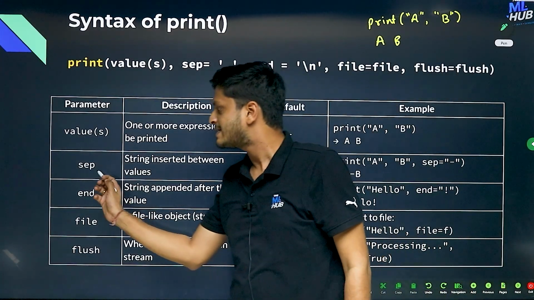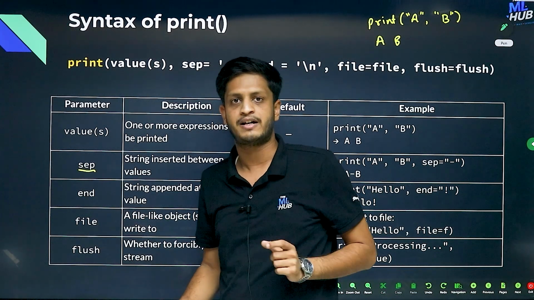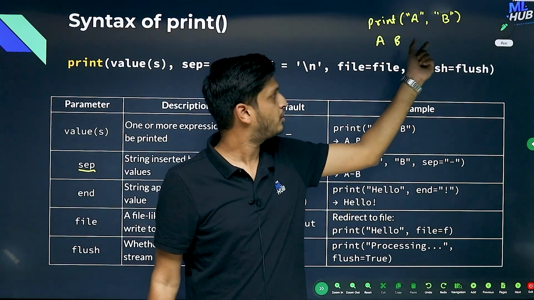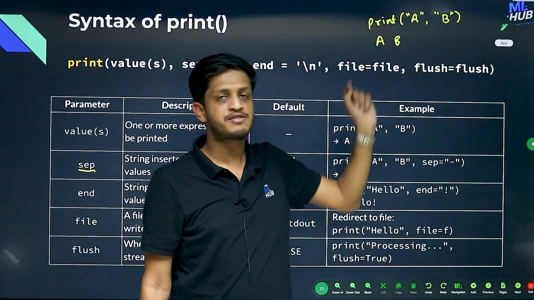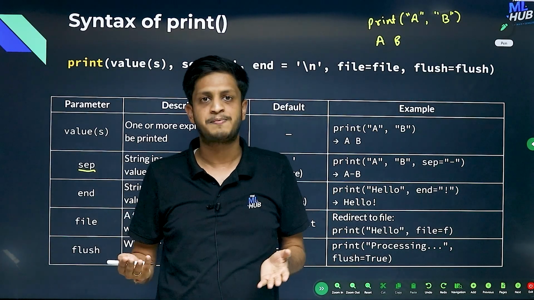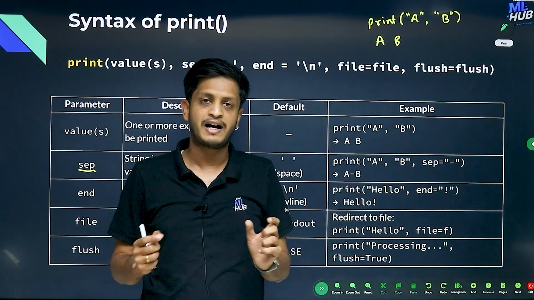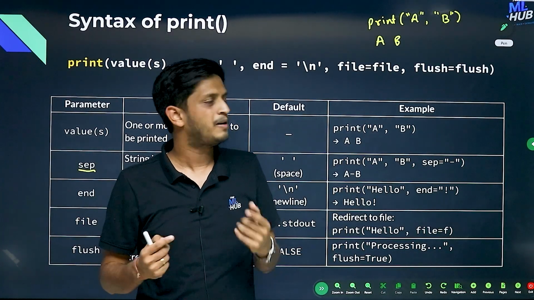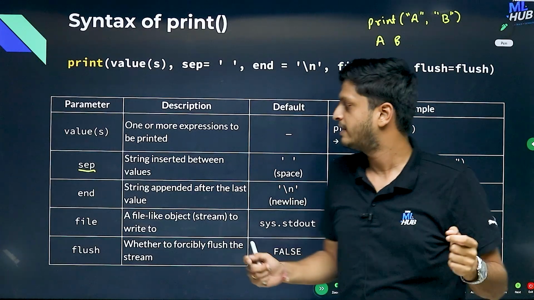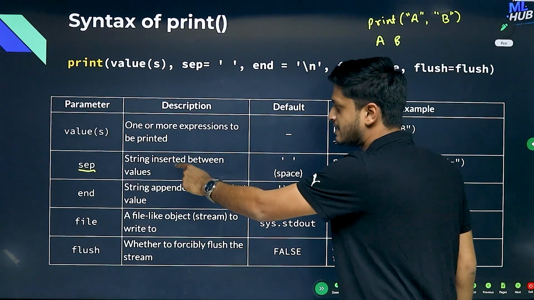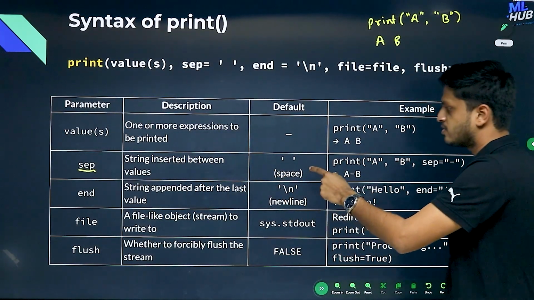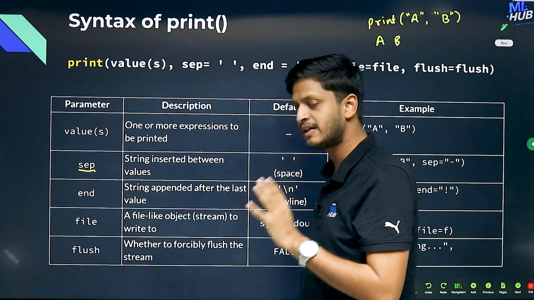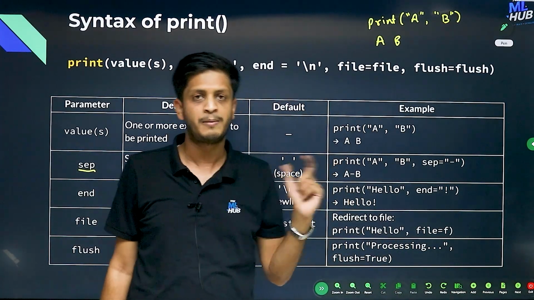Now what is this sep? Sep means separator. So I told you, by default, if you are printing A and B both, a space will be added. But let's say you don't want the space, you want something else. So by default, space is the separator. But if you want something else as the separator, you can mention it using the sep argument like this. So this is the string inserted between the values. By default, it will be space. If you don't write the separator, space will be added between these two things or multiple things.